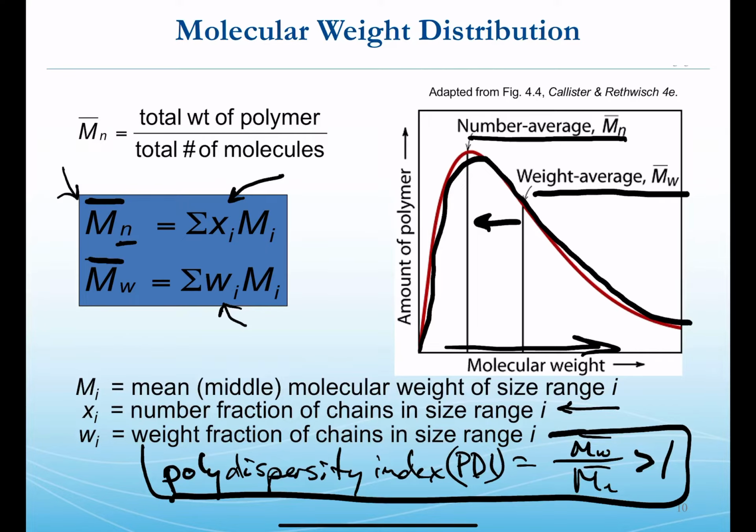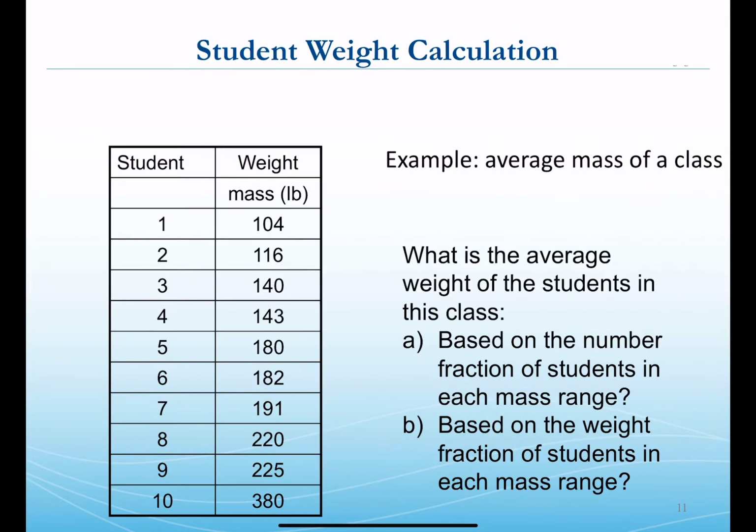Okay, so let's look at an example calculation using data that might be familiar to you. So here's an arbitrary set of student data where students, numbered 1 through 10, are found, and their weight in pounds is listed down the chart. Okay, so we can ask the question, what is the average weight of students in the class?